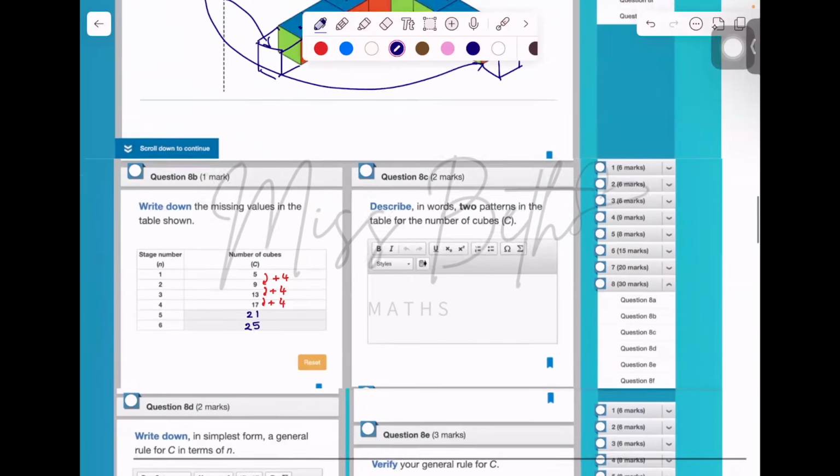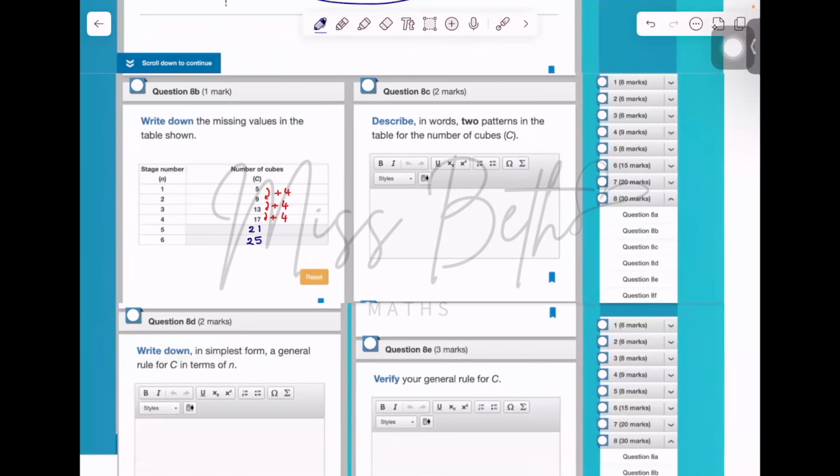Back to the usual part of the question that we always expect to get. 8C wants us to describe in words 2 patterns in the table for the number of cubes. So it is a linear sequence. The common difference is 4. You can also word that as the sequence increases by 4 each stage, but that is the same thing as saying the common difference is 4. The type of sequence and what is happening are the things you want to make sure you say.